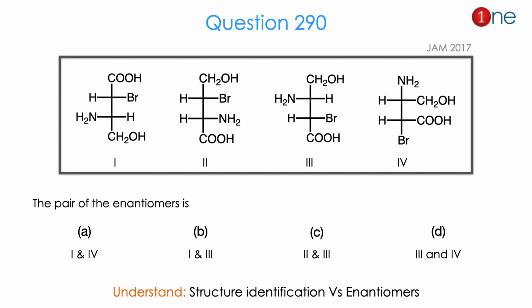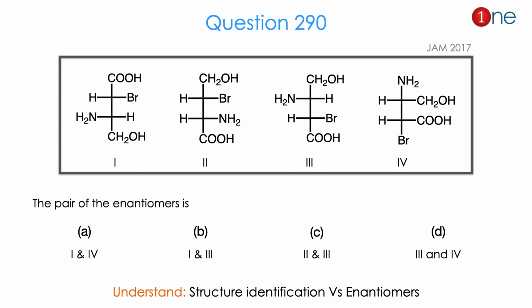Then let us look at the next question. They have given 4 different compounds. Basically all 4 compounds have 2 chiral carbons. You have to find the pair of enantiomers. The 4 compounds have the same atoms and same composition. So you have to find the relationship which is mirror image of each other. So you have to find which one is twisted, which one is not.